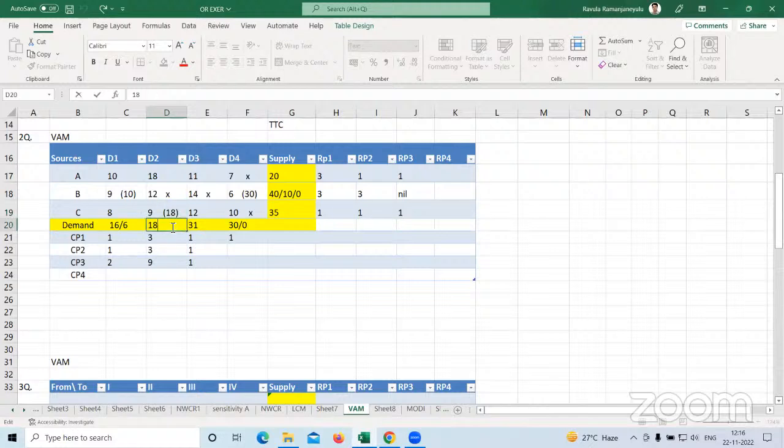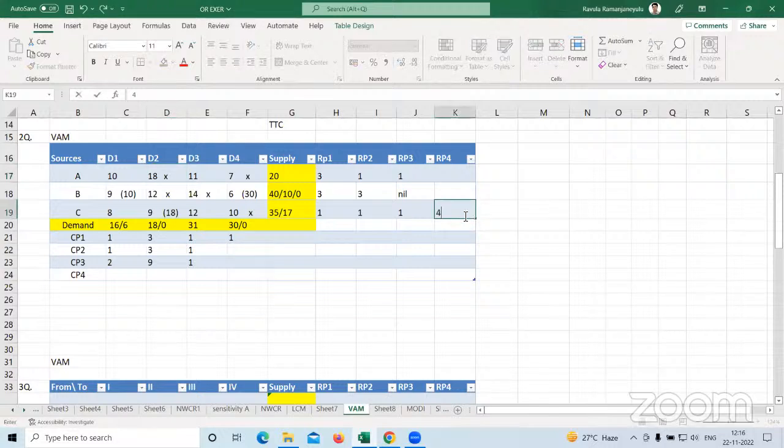So that this column becomes 0. Out of 35, 18 allocated, the remaining is 17. There are no further allocations for this column. This becomes 0. Again, if you find the penalty, the difference between 10 and 11 is 1, between 8 and 12 is 4, and here 2 and 1.